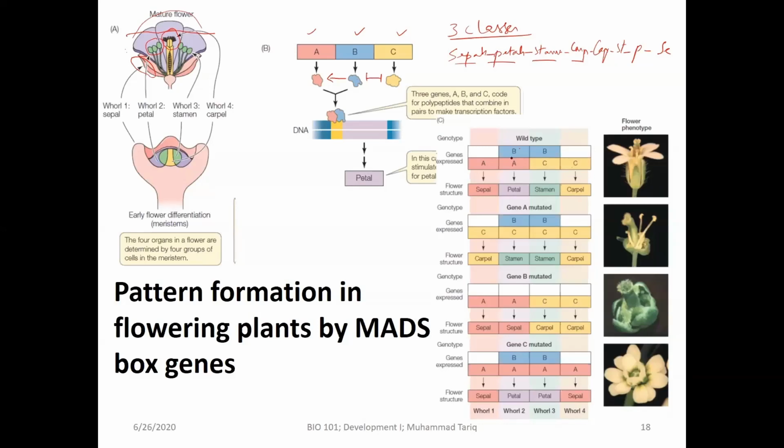For example, he said the normal Arabidopsis flower looks like this. This is the sepal, outermost whorl, sepal, petal, stamen, and carpel. Sepals, petals, stamens, carpels. This is a symmetry in flower.